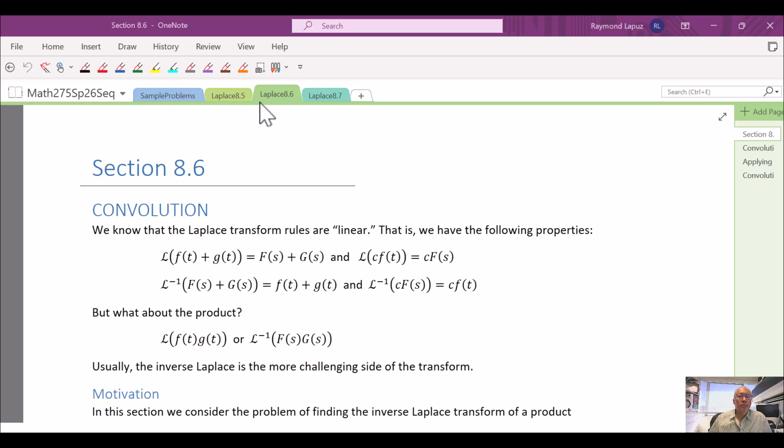Hello, y'all. We are in section 8.6 now. This is the convolution and the convolution theorem. So this starts off with some blurb about what's happening.